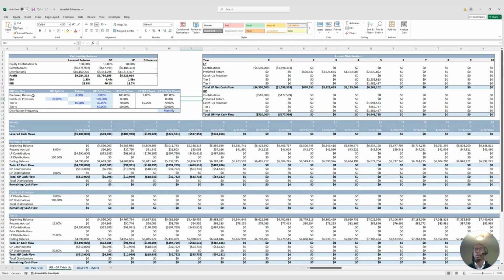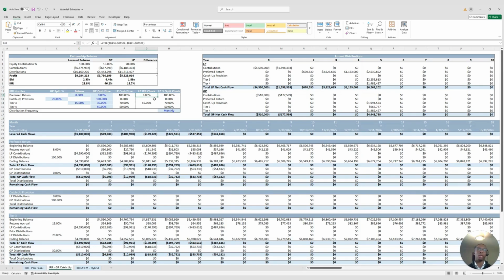So the first hurdle that we're working with is the preferred return hurdle. And so here we have our return set to 8%, meaning that up to an 8% IRR, the GP will receive 0% of the cash flows, and the LP will receive 100% of the cash flows. And then we have checks built into the model as well.